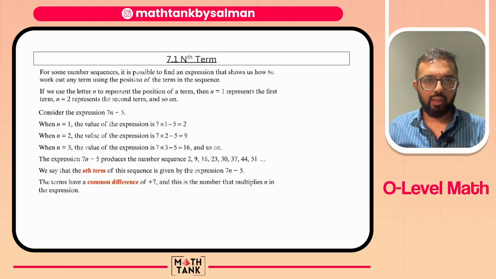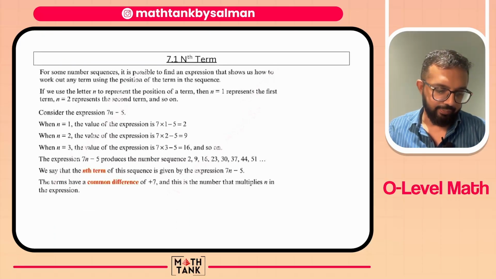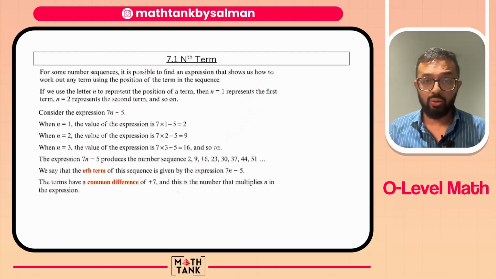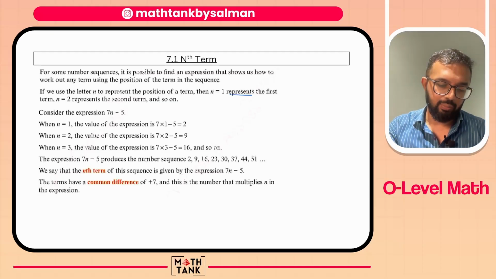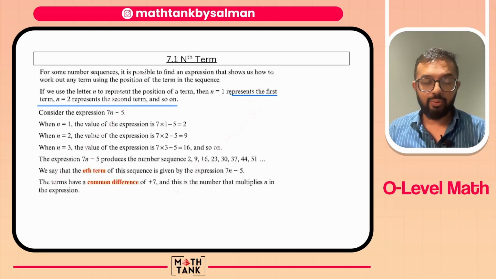So then we move on to what we call the nth term. Now, read this carefully. It says, for some number sequences, it is possible to find an expression that shows us how to work out any term using the position of the term in the sequence. If we use the letter n to represent the position of the term, so n is always the position of the term. n equals 1 represents the first term, and n equals 2 represents the second term, and so on. Consider the expression 7n minus 5.